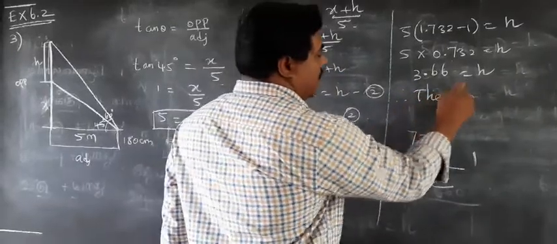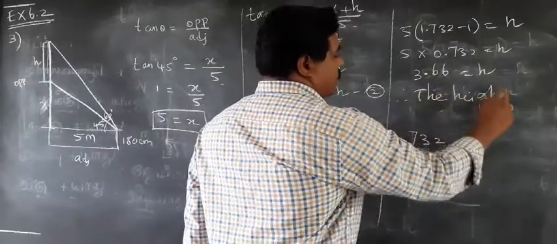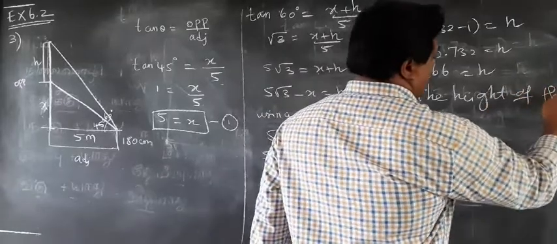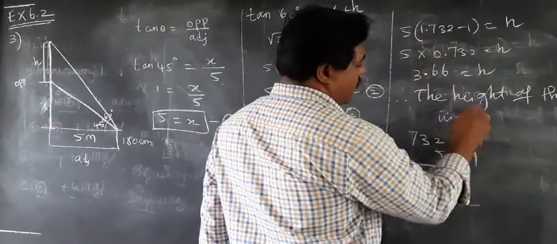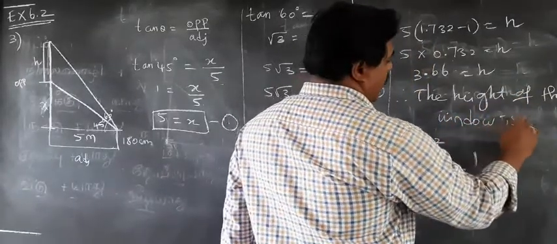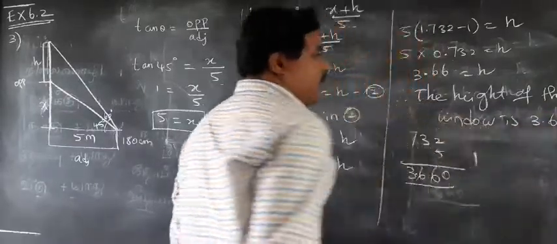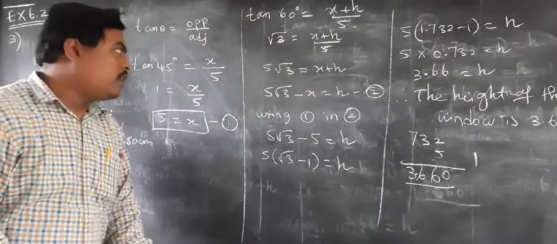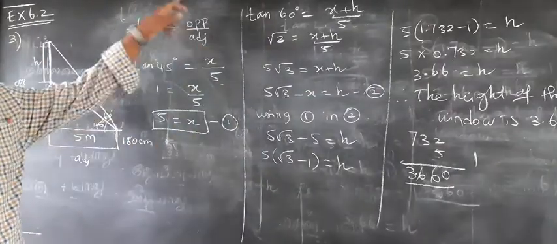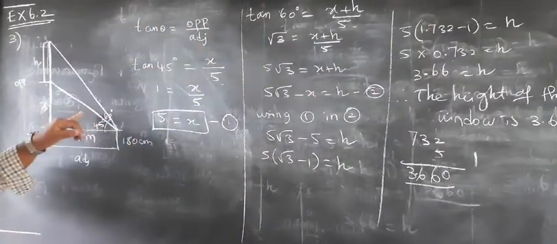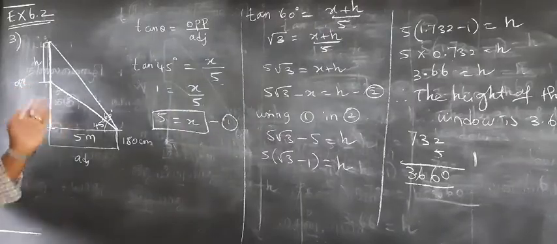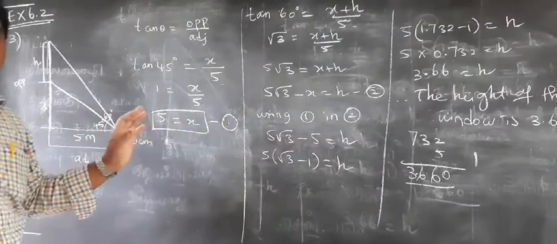Therefore, the height of the window is 3.66 meters. For all the sums we are doing only tan theta, only opposite by adjacent. You find in the diagram what is opposite and what is adjacent, and we come to the sum easily, right?